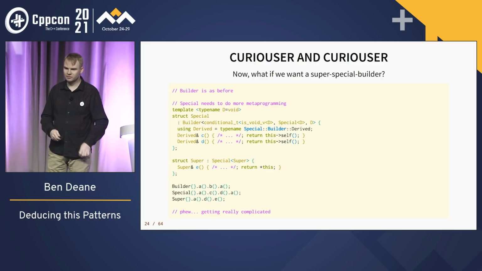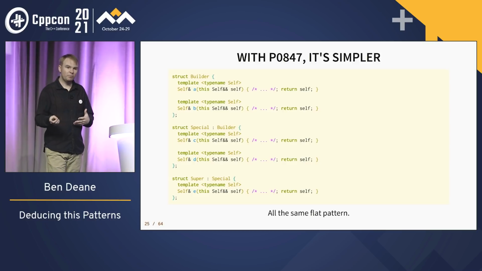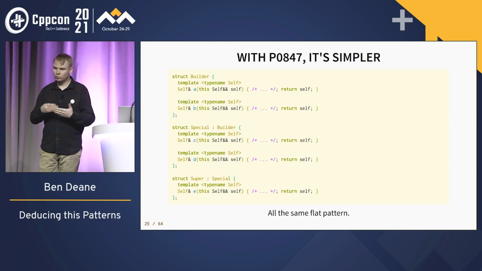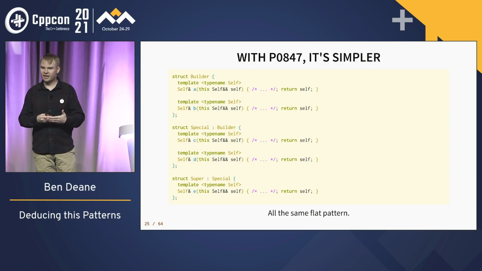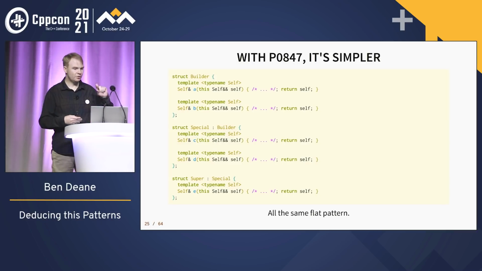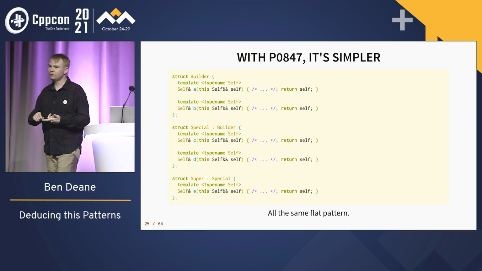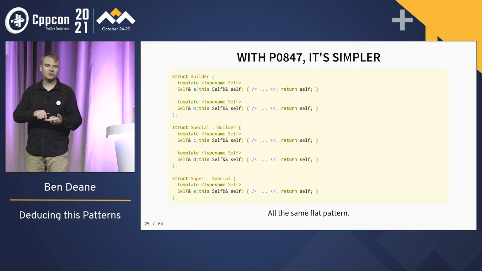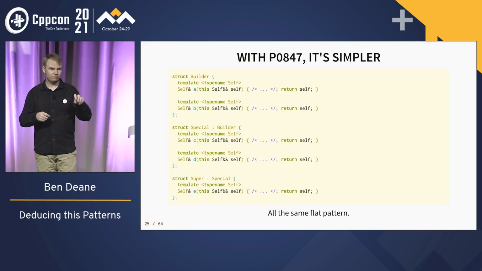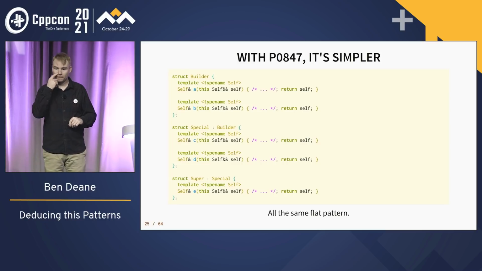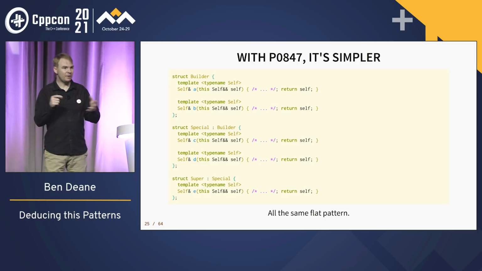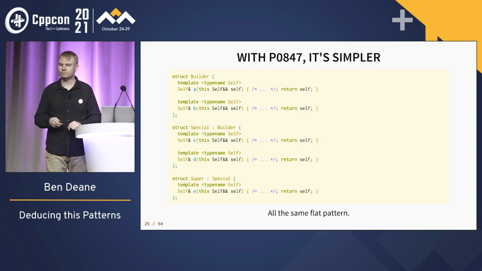It's a bit of a wall of text. It's getting really complicated. With P0847, there's no class templates. It's just one flat pattern. You just use self-deduction, you can add functions as you go, and it will all work because, of course, self will deduce to the most derived type statically known. And in all cases, that will be super in this case. And so you can say super.a.c, and each time you'll get back the super ref because that's what was deduced.